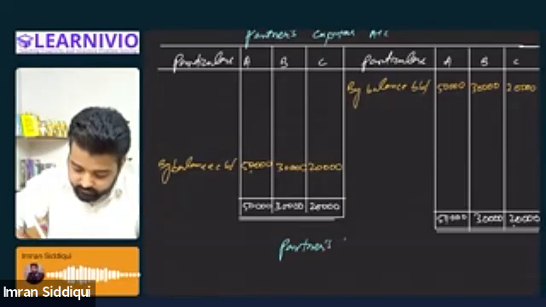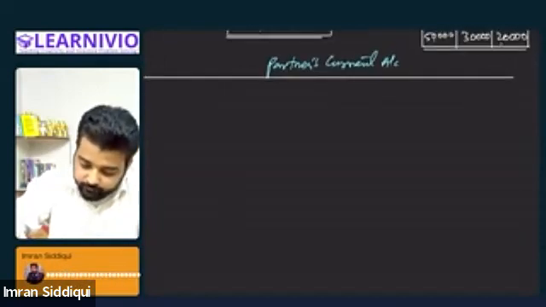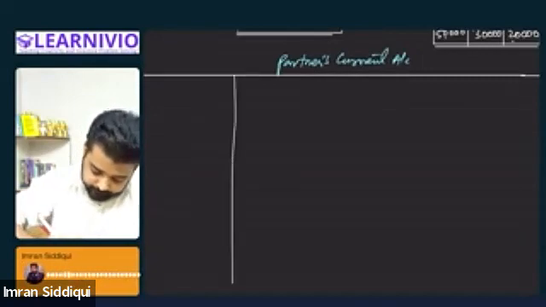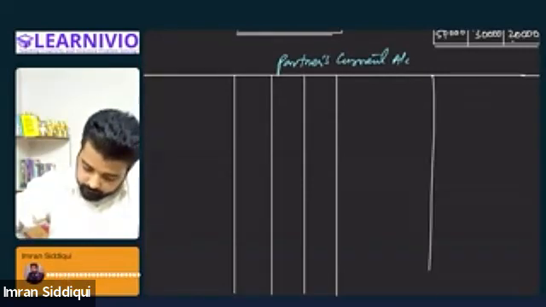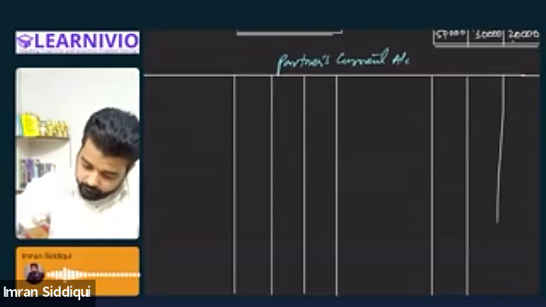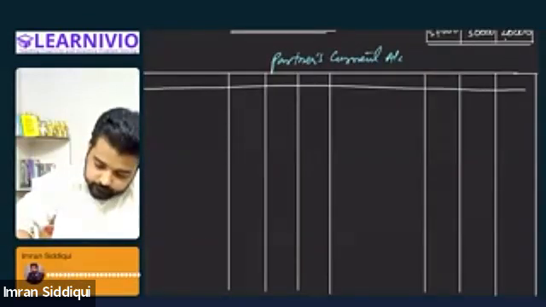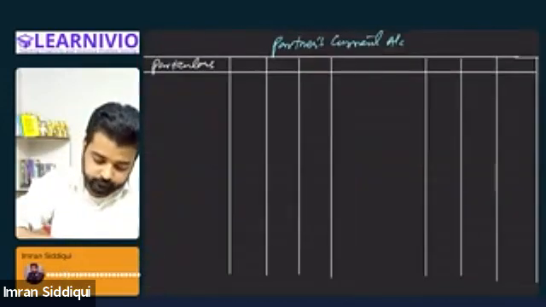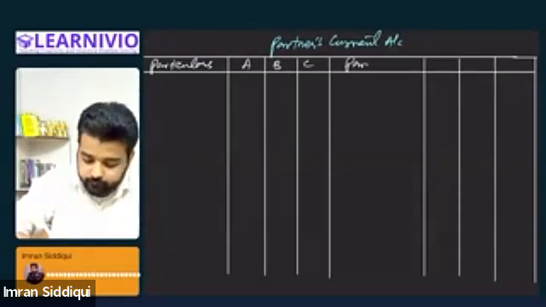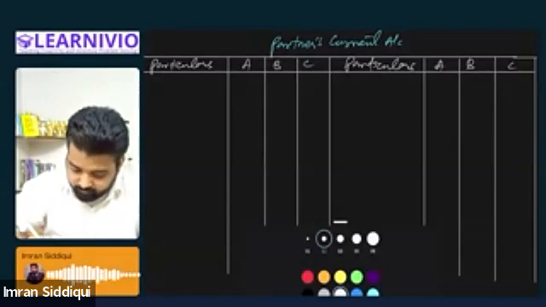So this is partner's capital account. Now we have to prepare the partner's current account as well. So we have to make format for the partner's current account. Particulars, partner A, partner B, partner C, right? And now this is the format of the partner's current account.